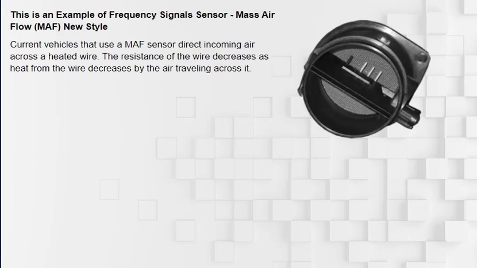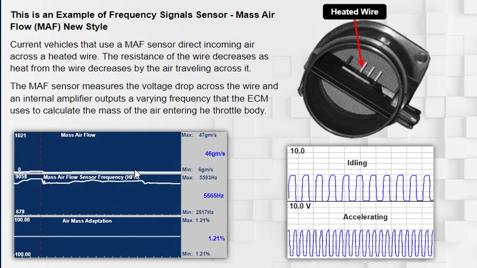Current vehicles that use a MAF sensor direct incoming air across a heated wire. The resistance of the wire decreases as heat from the wire is carried away by the air traveling across it. The MAF sensor measures the voltage drop across the wire, and an internal amplifier outputs a varying frequency that the ECM uses to calculate the mass of the air entering the throttle body.